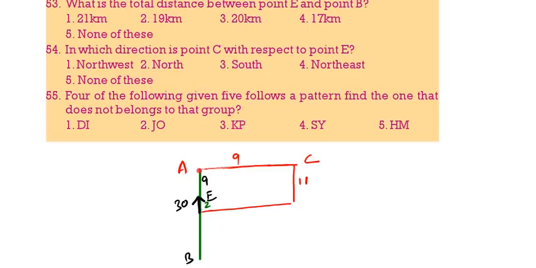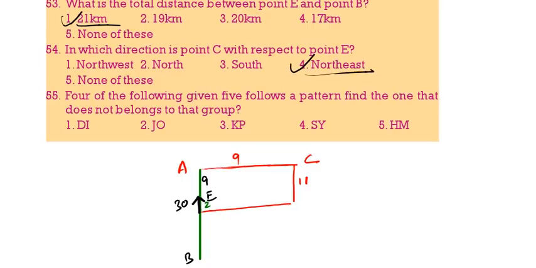See, this totally is 30. A to B is 30. A to E is 9. So E to B is 30 minus 9, that is 21. 21 is the correct answer. In which direction is C with respect to E? When we see from E, C is to the north and to the right side, so northeast.